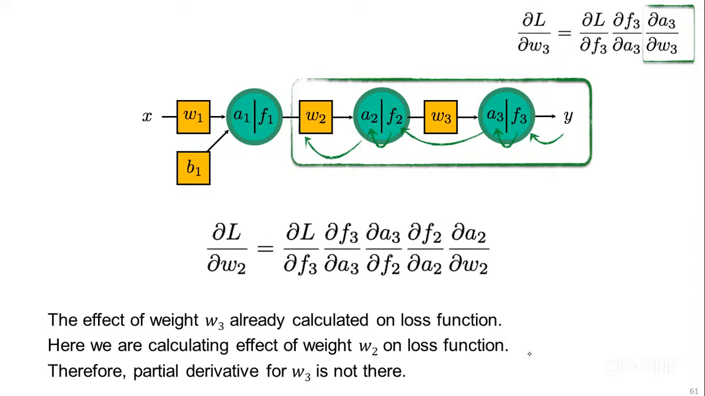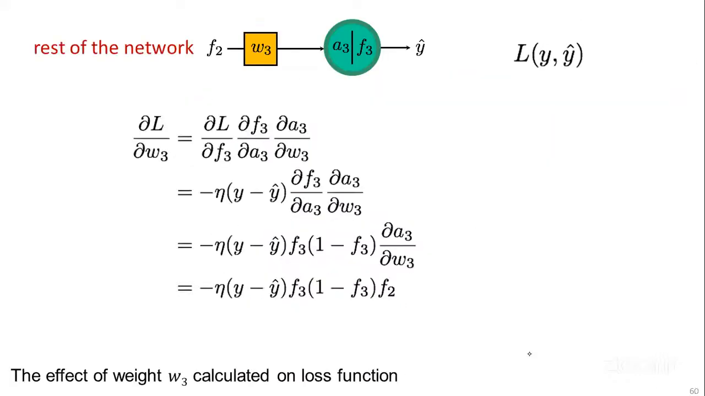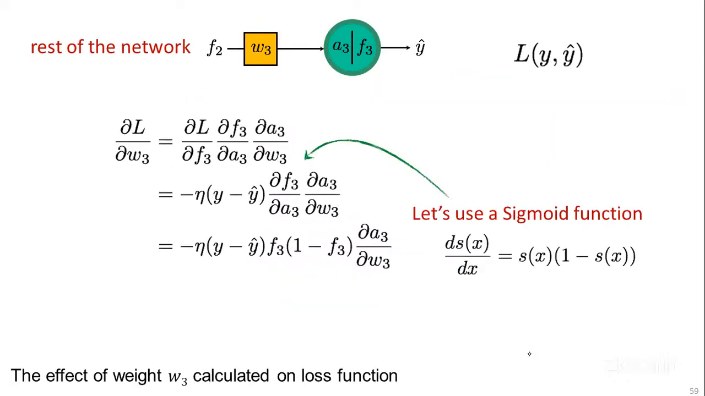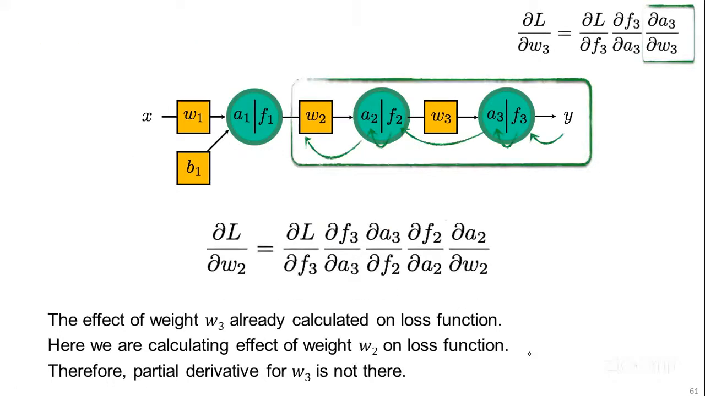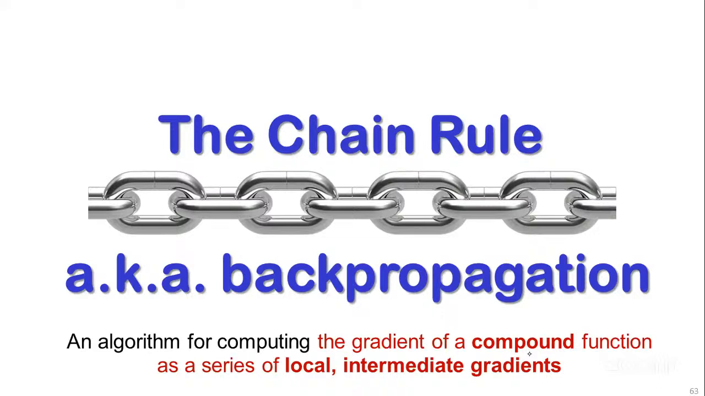So good. Now remember this thing we have already computed when we are computing the effect of W3 on the loss function. See, this thing you have already computed. So something you have already computed, you need to just put it over there. Right? So you have simply reused what you have computed, or you are saying it is propagated, and that is what we say chain rule.